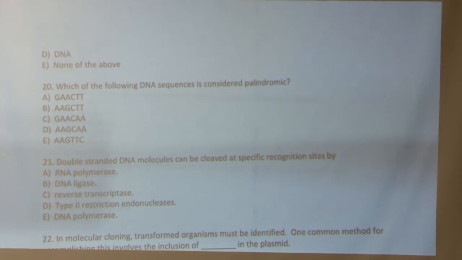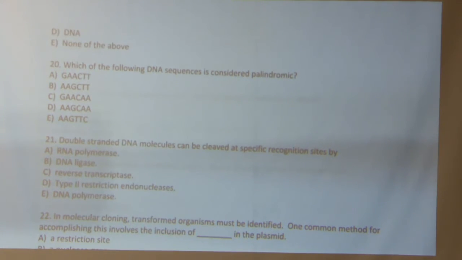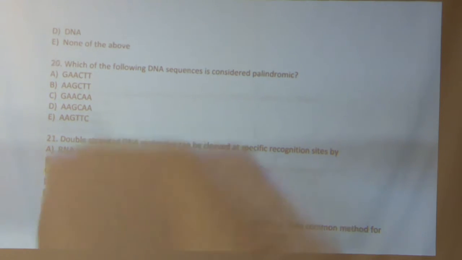Does anyone have any questions? Okay, awesome. So for number 20, which of the following DNA sequences is considered palindromic? A, GAACTT. We'll give you a second to figure it out because I'm not going to read all these. B? Do we all agree? Awesome. B is the correct answer.